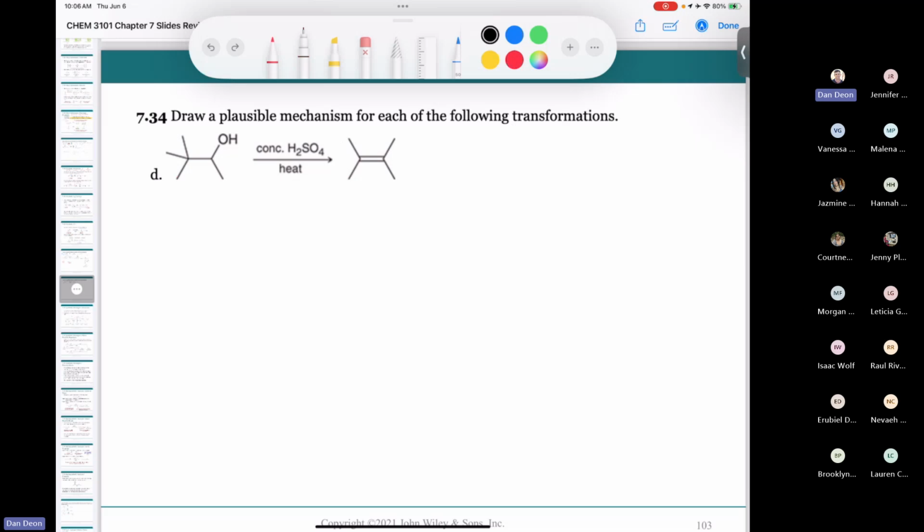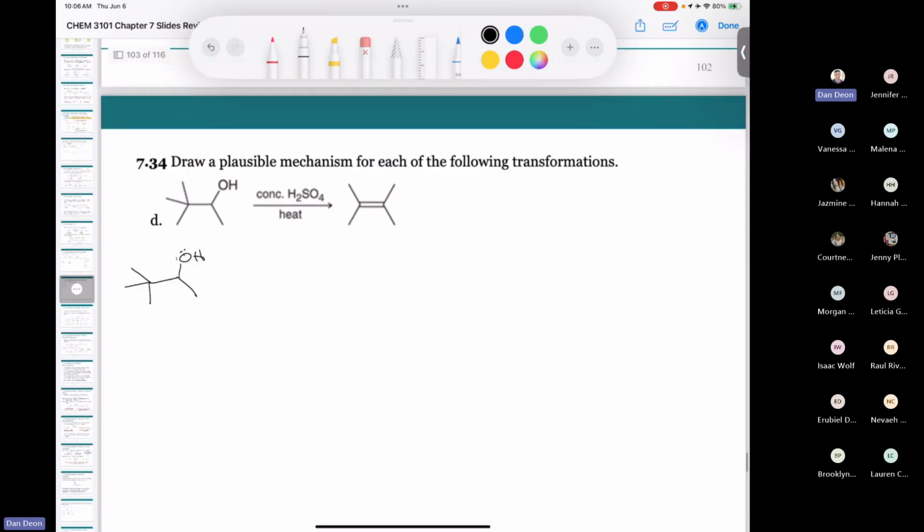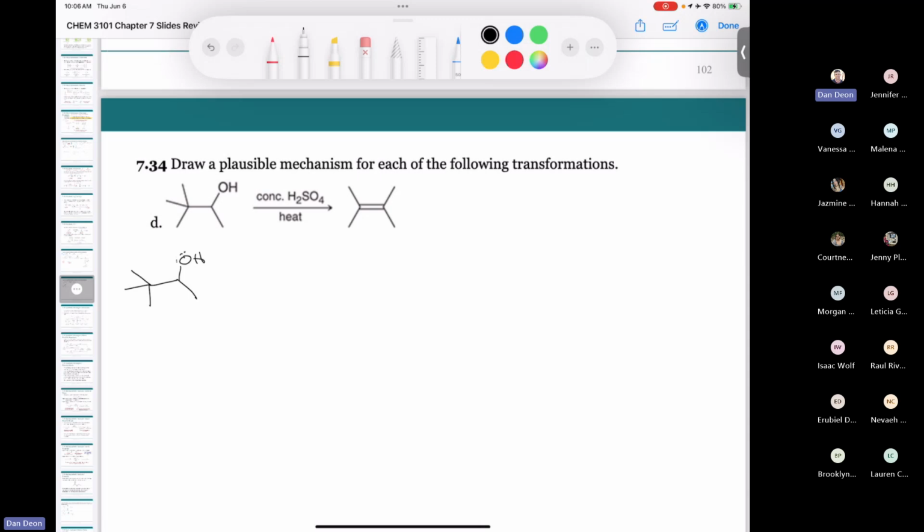So let me redraw the molecule. So we started with this molecule where we have our hydroxyl, like this. What's the acid that's going to do the protonation? Remember, you're in concentrated sulfuric acid. You have an equilibrium between H2SO4 and water, and the equilibrium is going to lie to the side of hydronium and the hydrogen sulfate ion. So it's going to be H3O+ that's going to do the protonating.